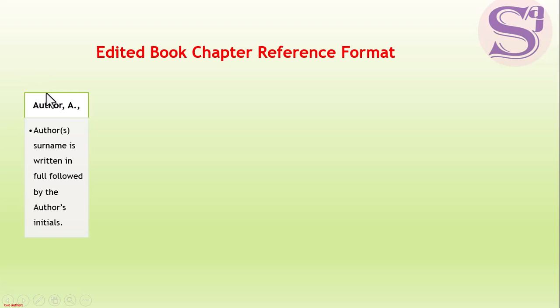Now, the edited book chapter reference format. How do we reference an edited book where there are different authors in each chapter, but the book was edited by a particular editor? To do that, we have the author's name. The author's surname is written in full, followed by the author's initial. Then the year is placed in parentheses.